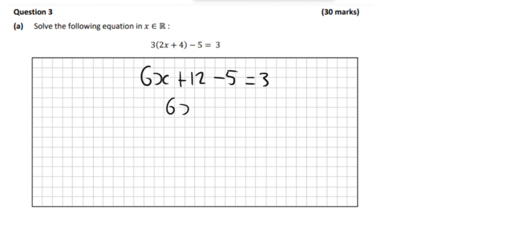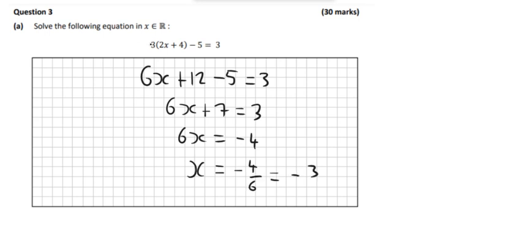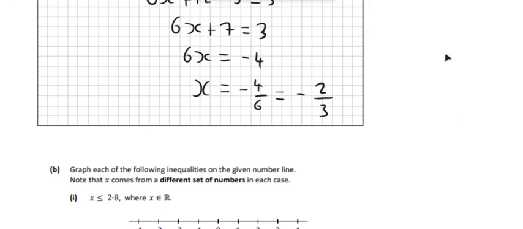So you get 6x plus 7 is equal to 3, so we get 6x is equal to, bring the 7 across and subtract it, you get minus 4. And then bring the 6 across and divide, so you get x equals minus 4 over 6, which is equal to minus 2 over 3. And that's all you can do for that part.